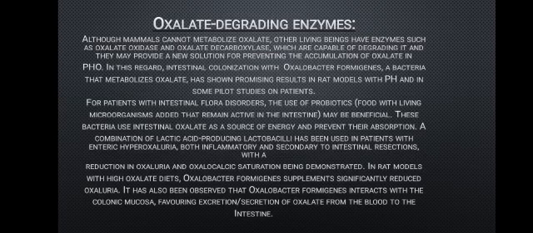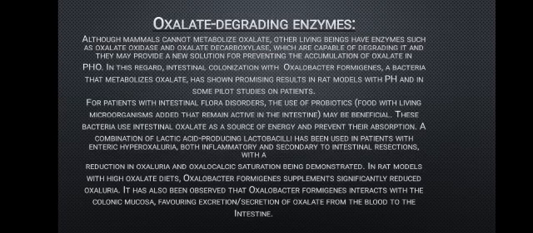In this regard, intestinal colonization with Oxalobacter formigenes, a bacteria that metabolizes oxalate, has shown promising results in rat models with primary hyperoxaluria and in some pilot studies on patients. For patients with intestinal flora disorders, the use of probiotics, that is, food with living microorganisms added that remain active in the intestine, may be beneficial. These bacteria use intestinal oxalate as a source of energy and prevent its absorption.